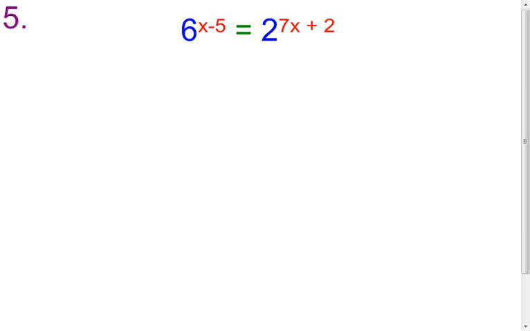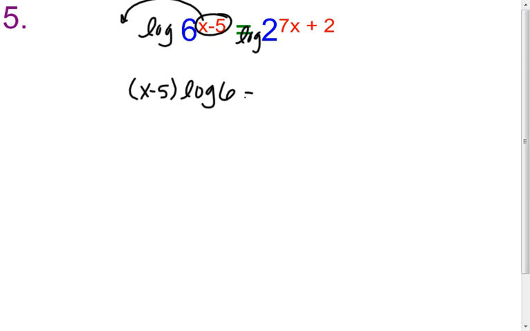All right, this one is also fairly similar. Again, I cannot get 6 and 2 as the same base, so I will take the log of both sides. This comes out here as an exponent, and so you have x minus 5 log of 6, and this comes out here as an exponent, so I have 7x plus 2 log 2. All right, this one is not going to come out quite as pretty, but it will work.